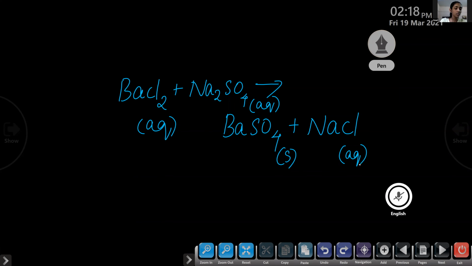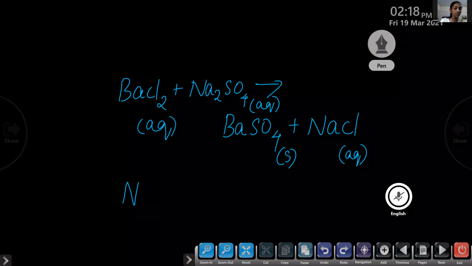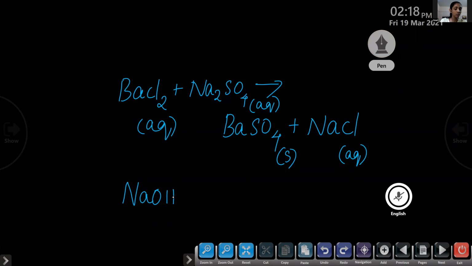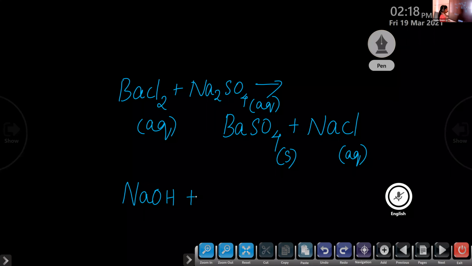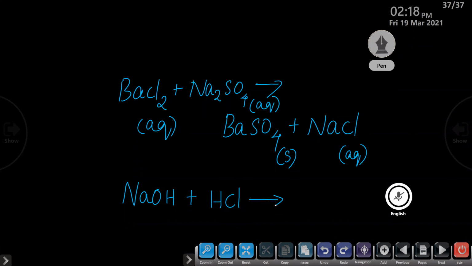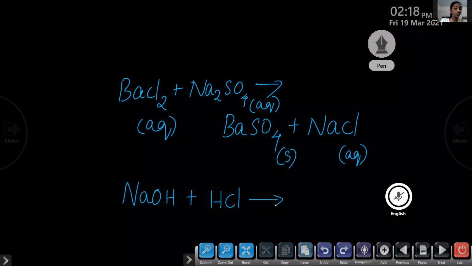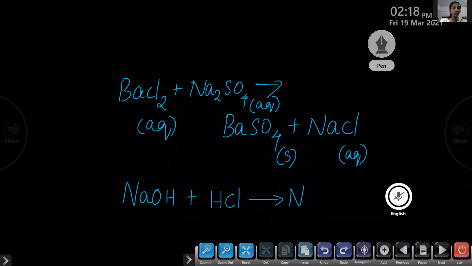Sodium hydroxide solution in water reacts with hydrochloric acid solution in water. Sodium hydroxide reacts with hydrochloric acid, NaOH plus HCl, and it gives sodium chloride solution and water. Very good. NaCl and H2O.